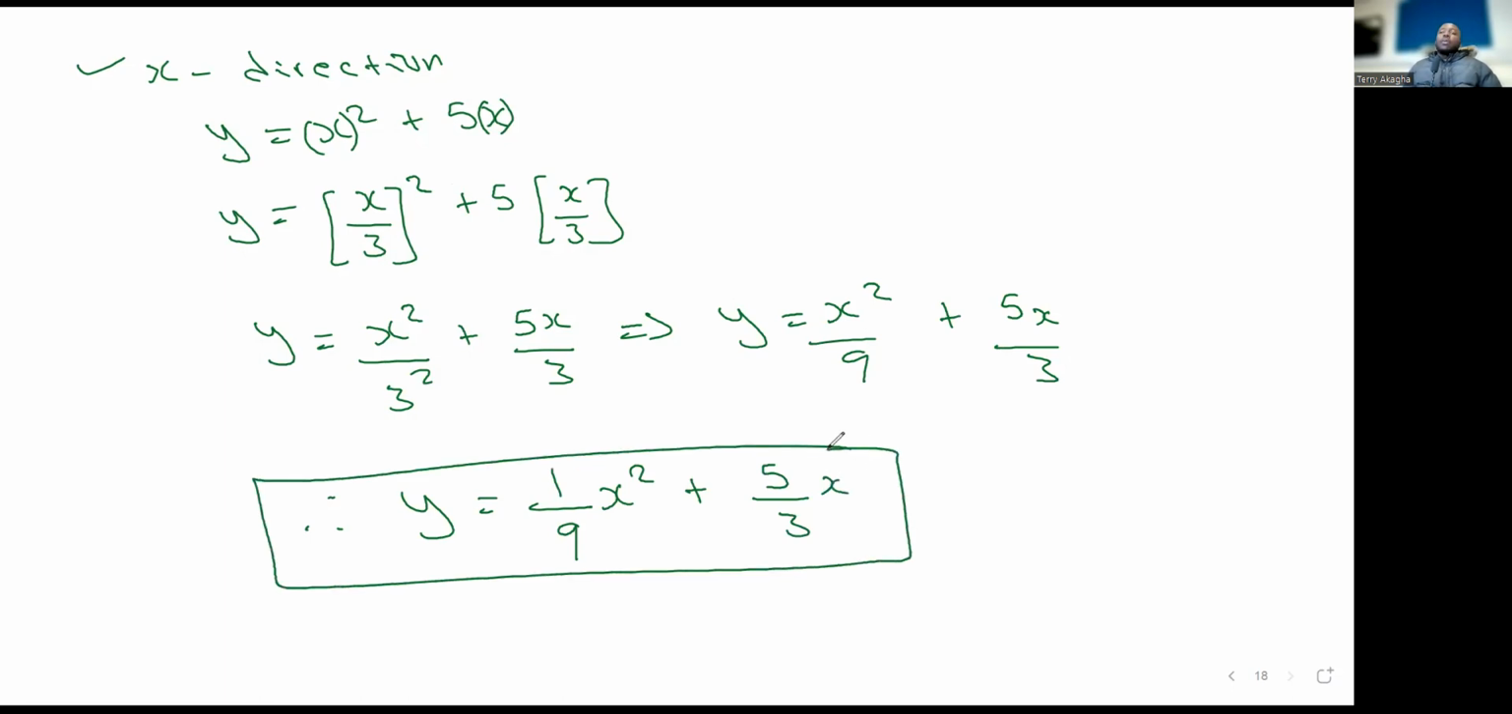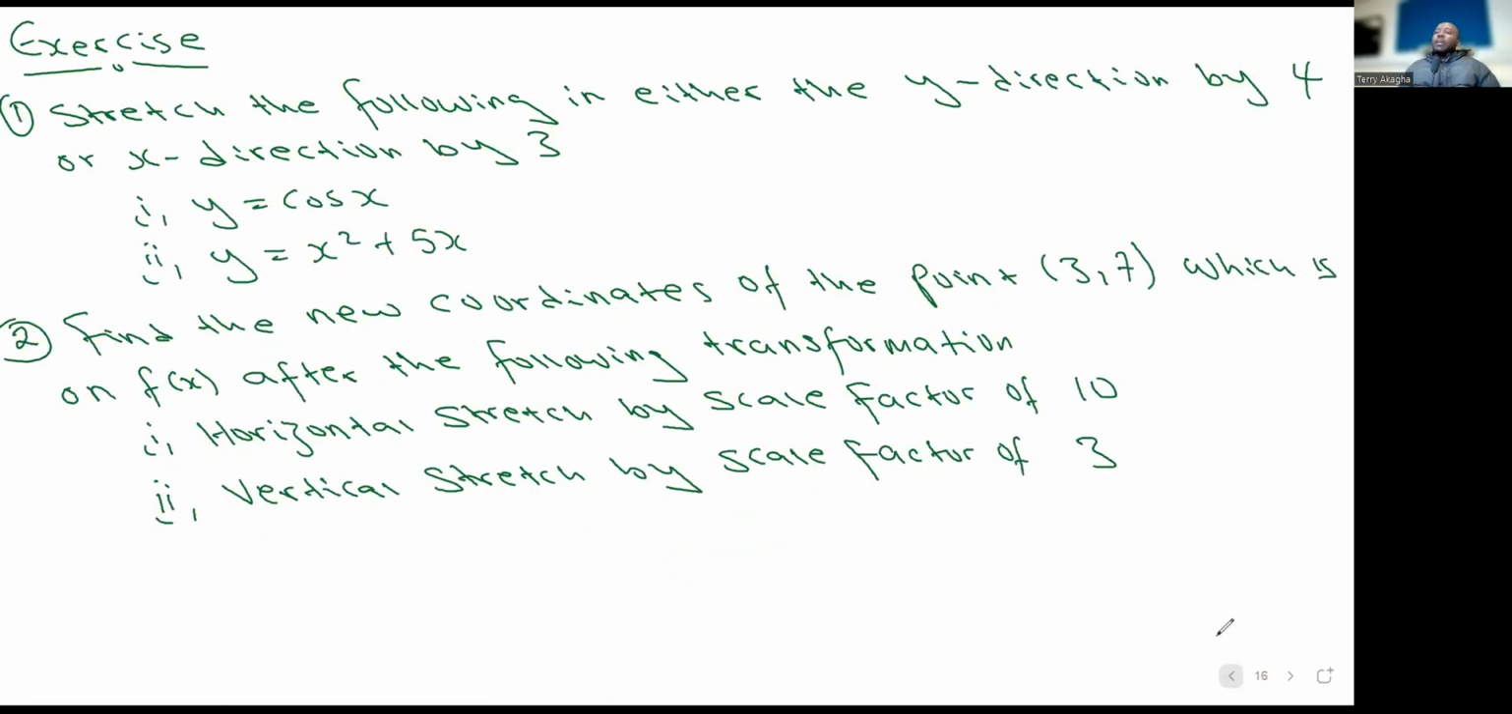Okay? And that will be the answer for that. Good. So let's go to the last one. They said find the new coordinates of the point 3,7 when it is undergoing the following transformation. So the first one is a horizontal stretch.